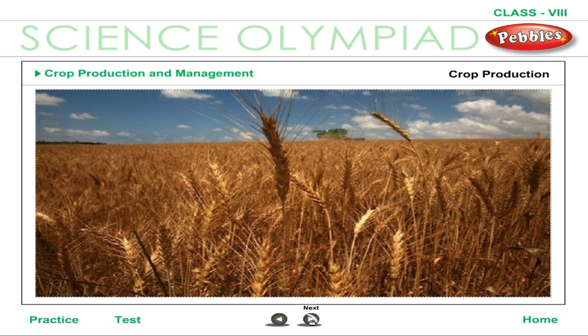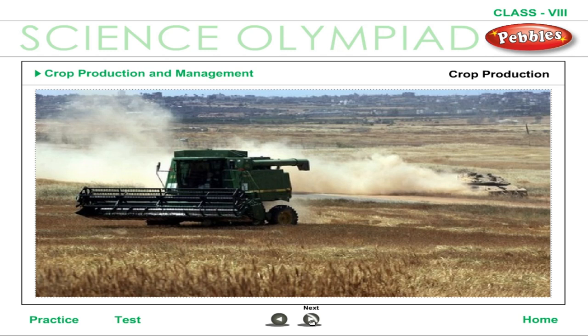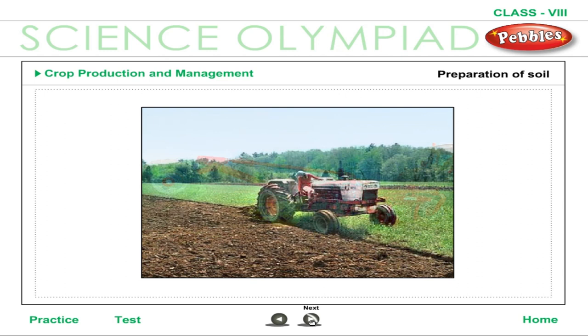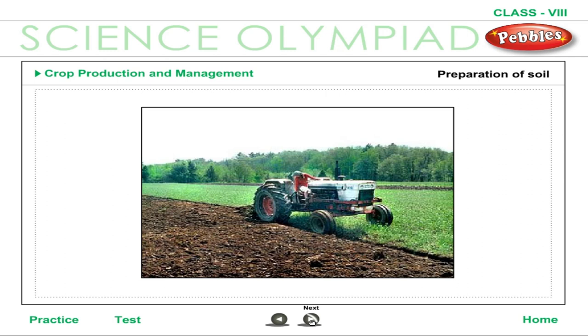A sequential listing of agricultural practices is given in the flowchart shown on your screen. To understand the importance of agricultural practices, follow the wheat grains in the figure in their journey from a seed to a big plant and then back to a seed. Preparation of soil. Soil is the main medium in which plants grow. Plants absorb water, nutrients, and mineral salts from the soil. It is therefore important to prepare the soil well to ensure a healthy produce.